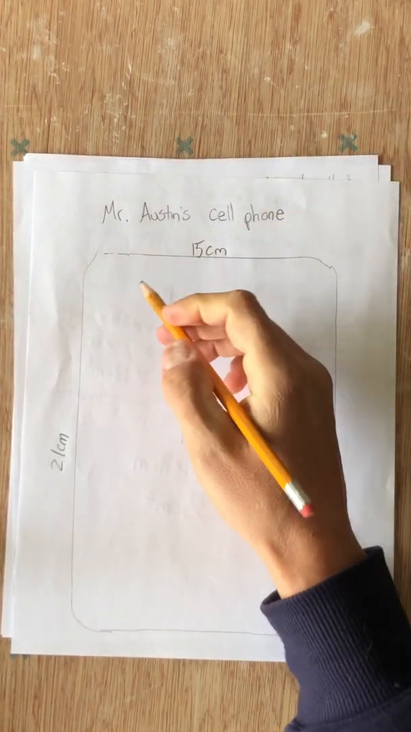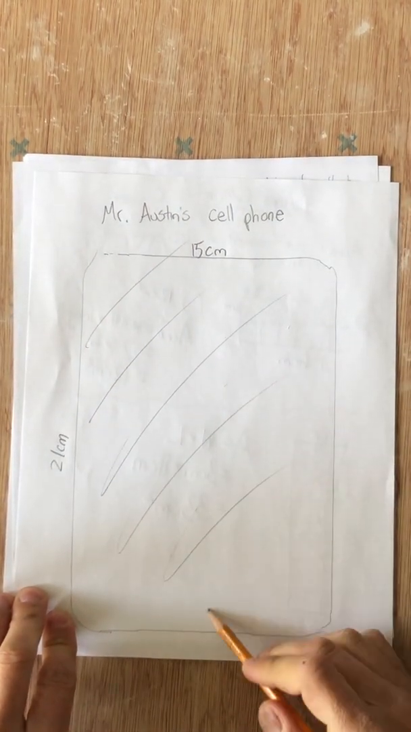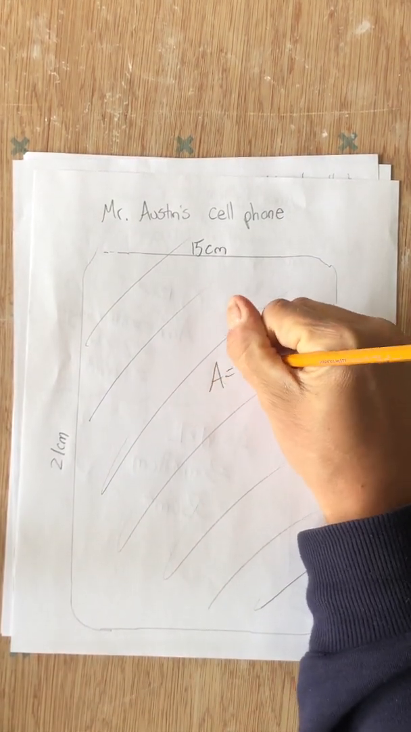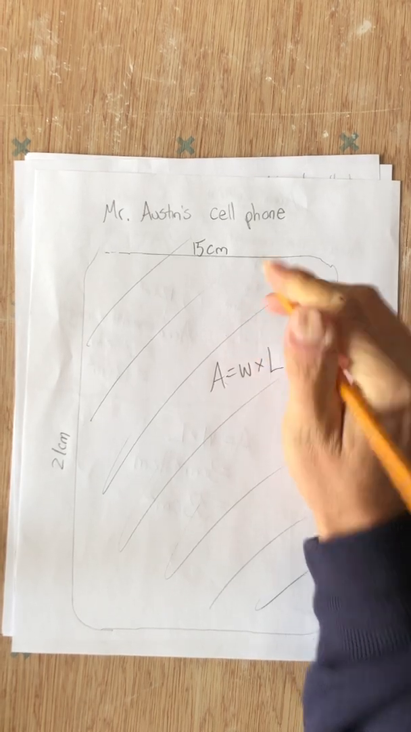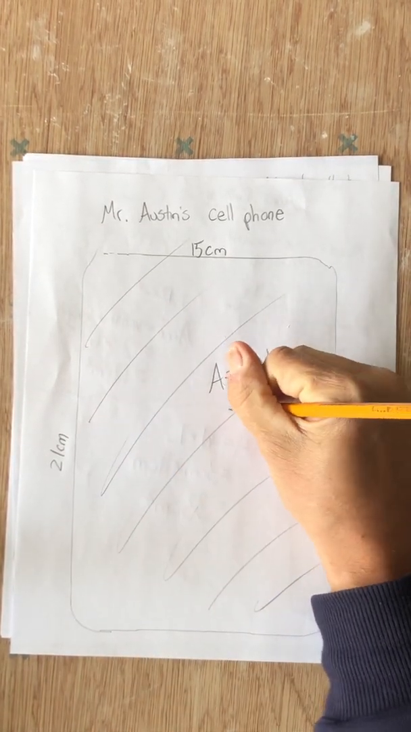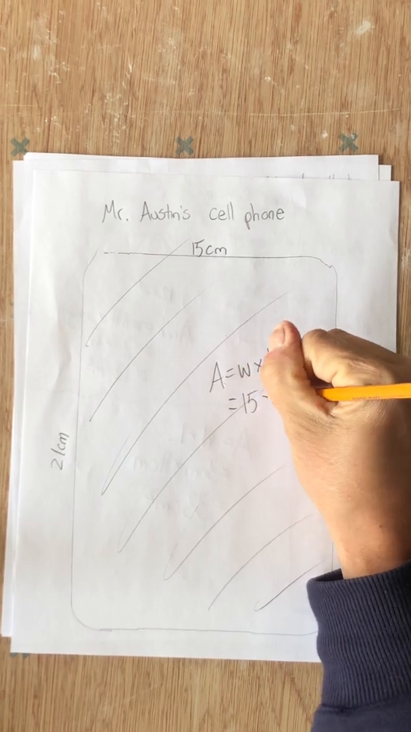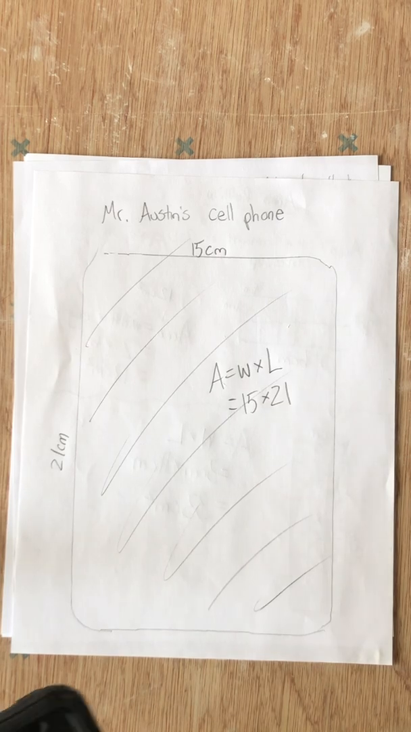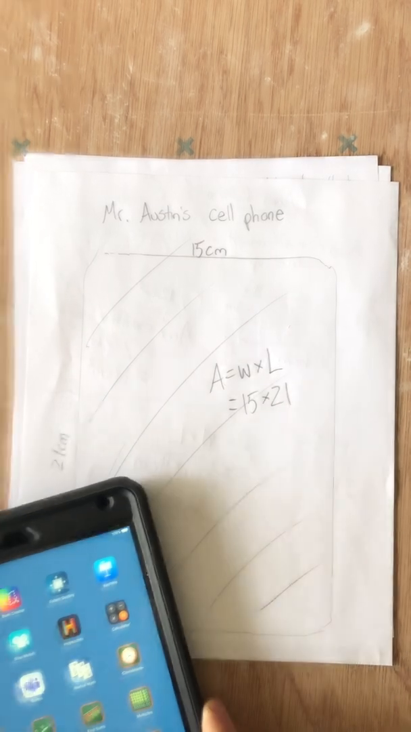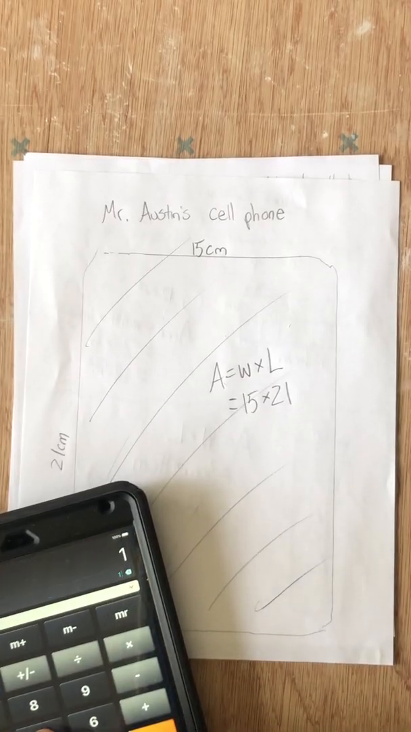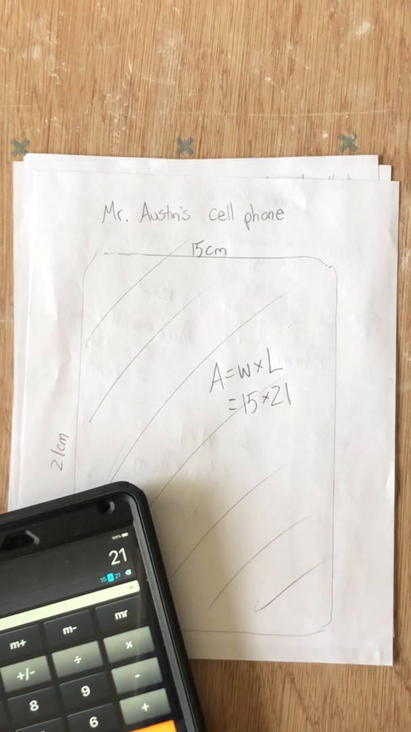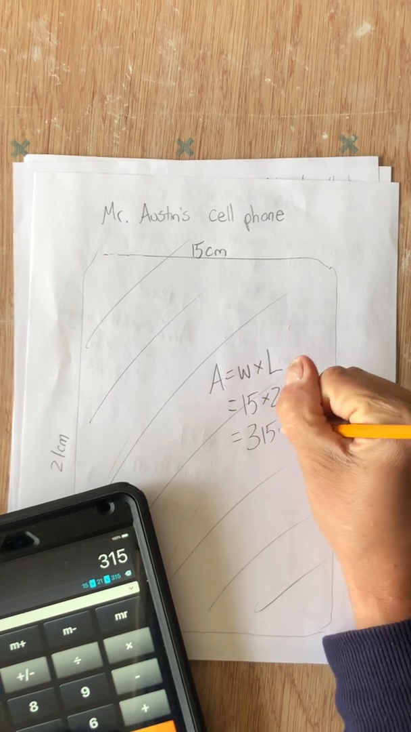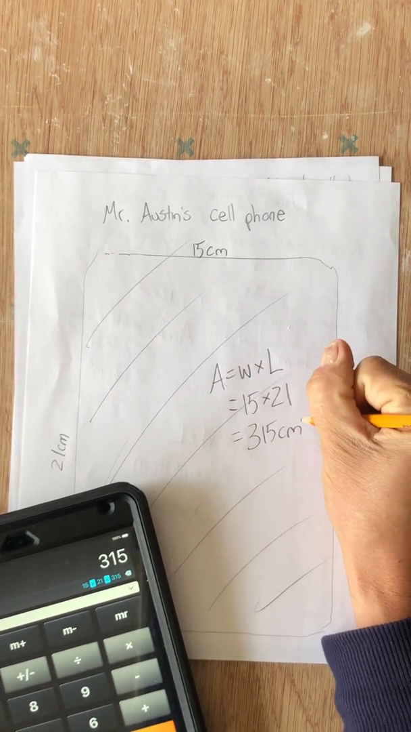15 centimeters. So if I want to find the area of this whole area here, again, that formula is area equals width times length. So all I do is 15 wide by 21 long. That one I can't do in my head, so I'm going to have to get out my calculator. And 15 times 21 equals 315. 315 centimeters, and again, area, so it's centimeters squared.